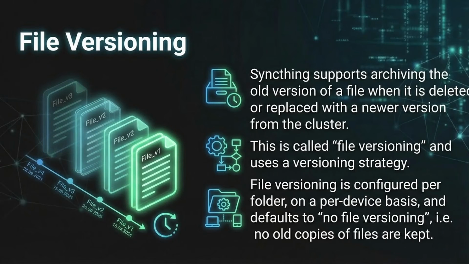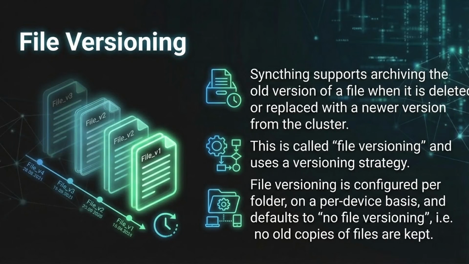Now at this point it's worth mentioning file versioning. I said at the very beginning of this video that you can use this as a way of doing a kind of backup. So Syncthing supports archiving the old versions of a file. So when you change the file, or when it's deleted or replaced with a newer version, then the old version is saved. So it's file versioning.